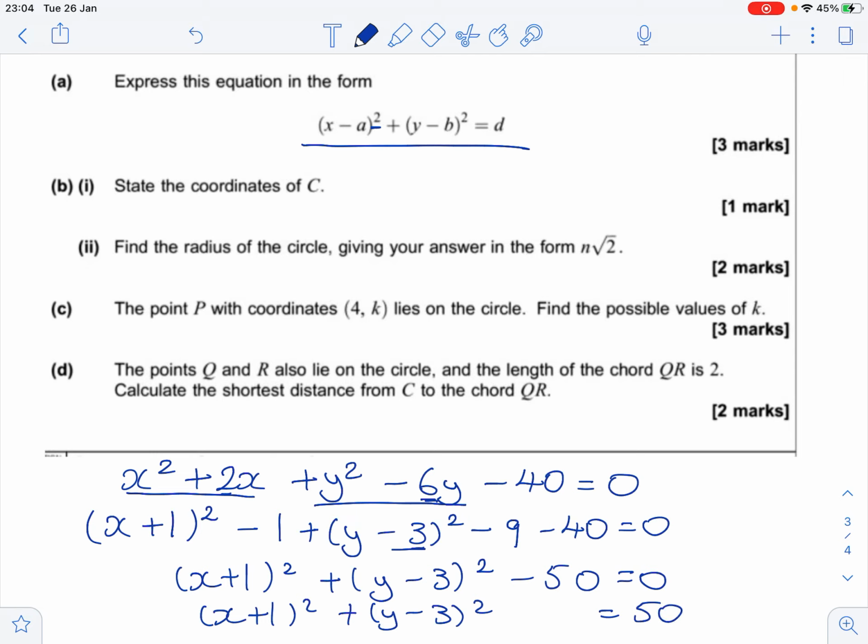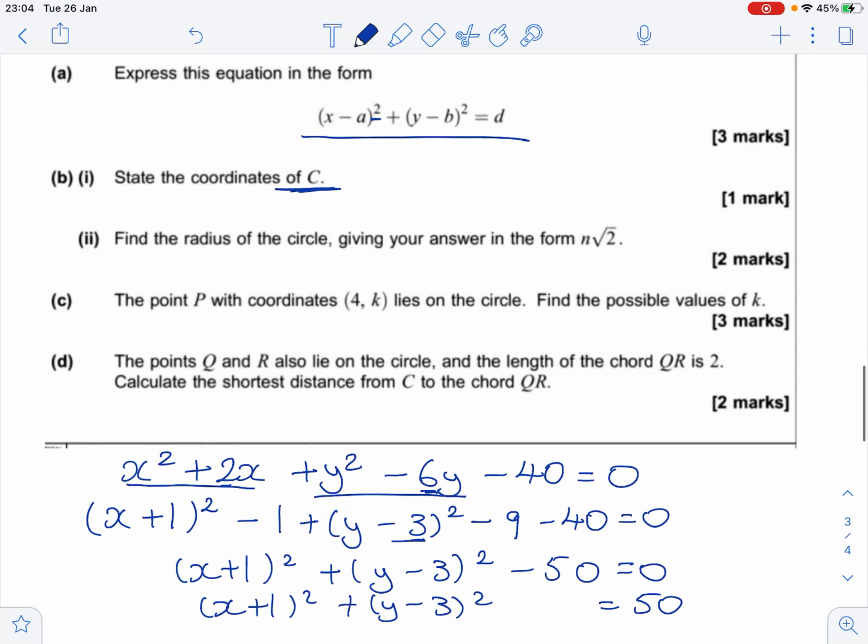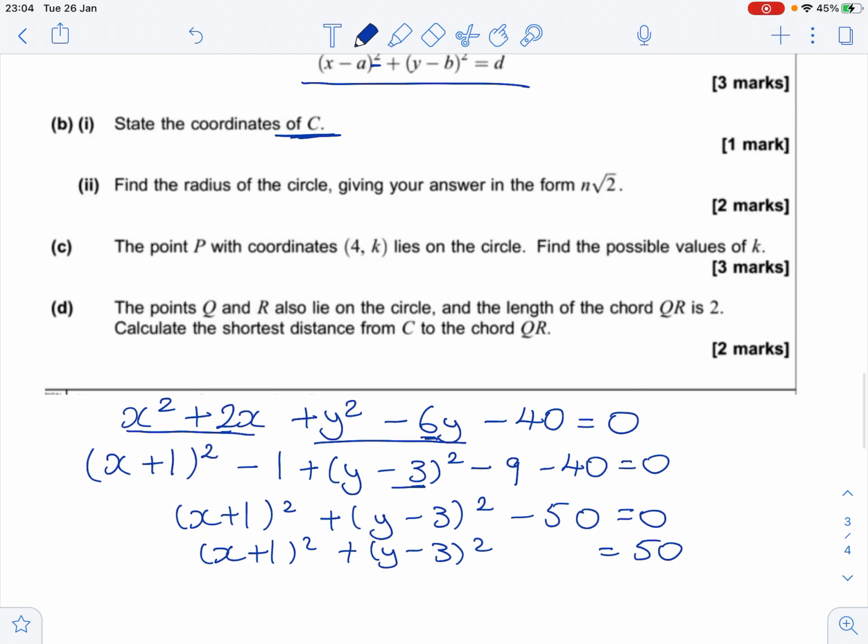Then part B, state the coordinates of C. So C is our center, and this is just when we set each bracket equal to 0. So the x is minus 1, and when the y bracket equals 0, our y coordinate is 3. So our center is equal to (minus 1, 3).